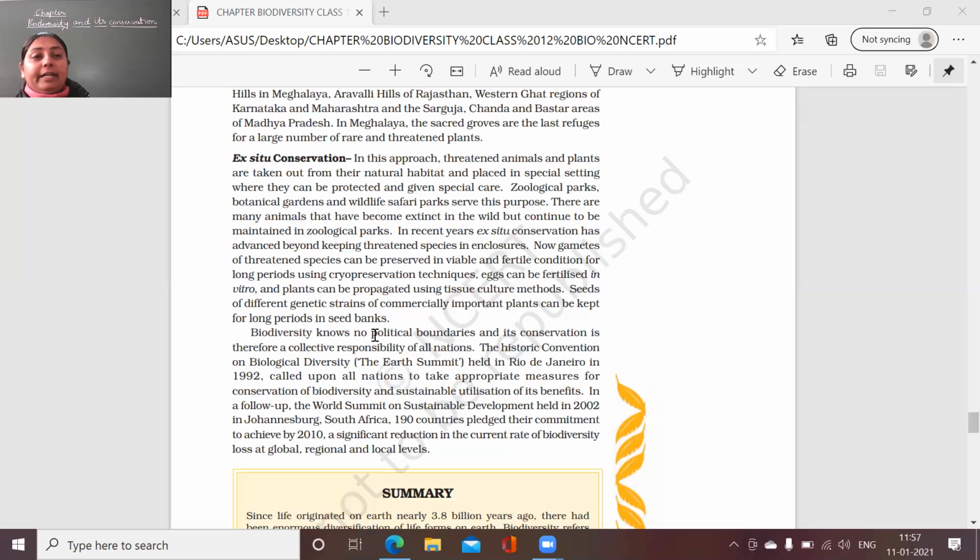तो लास्ट में what is concluded from this chapter that biodiversity does not know any political boundaries and it is not related with one individual or one country. Biodiversity and its conservation is the collective responsibility of all the nations because it is an international issue which we all have to consider. So for this, the historic Convention on Biodiversity, the Earth Summit, was held in Rio de Janeiro in 1992, and here all the nations were called and they took oath for appropriate measures for the conservation of biodiversity and sustainable utilization of its benefits.